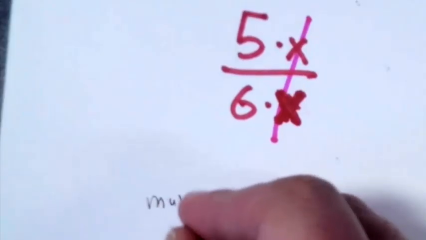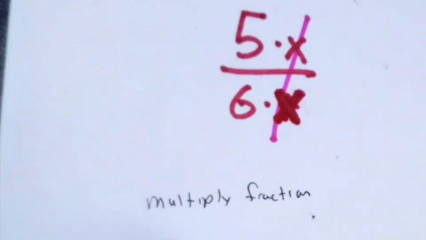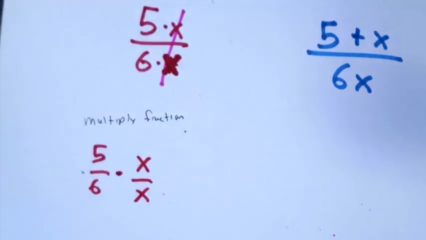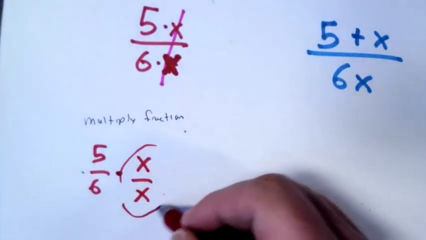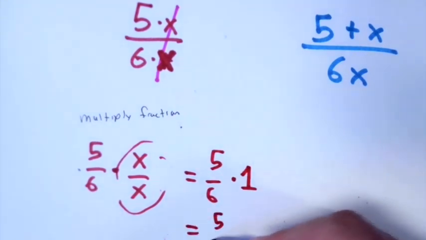And when you multiply a fraction, you could have rewritten 5 over 6 times x over x. And then x over x is just equal to 1. So this is the same thing as 5 sixths times 1, which is 5 sixths.